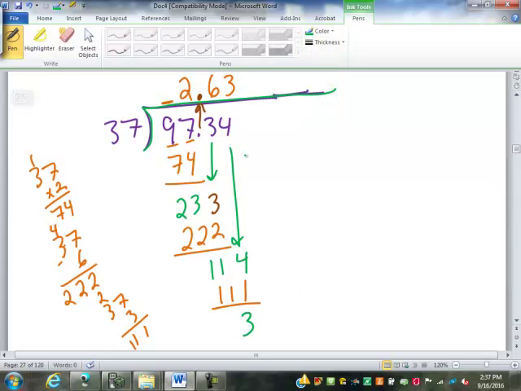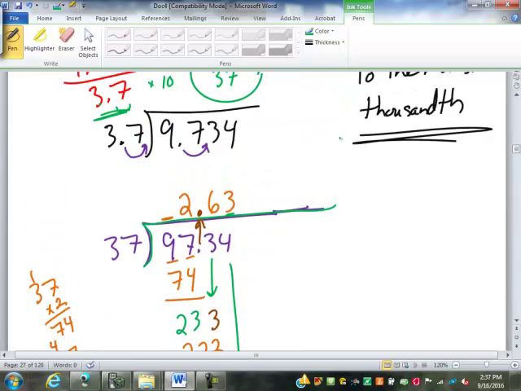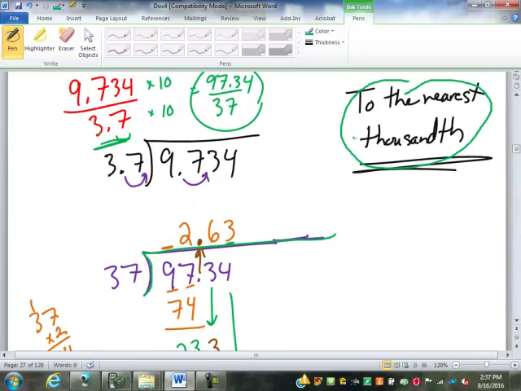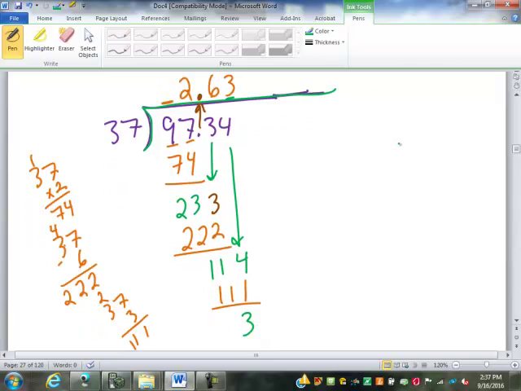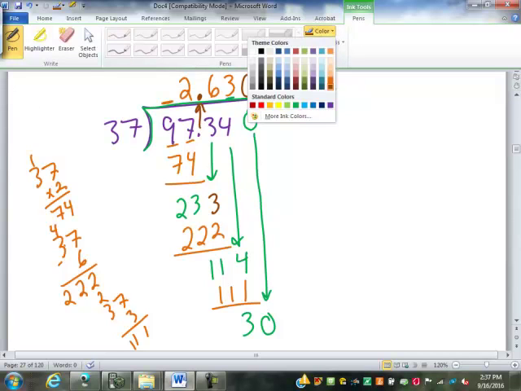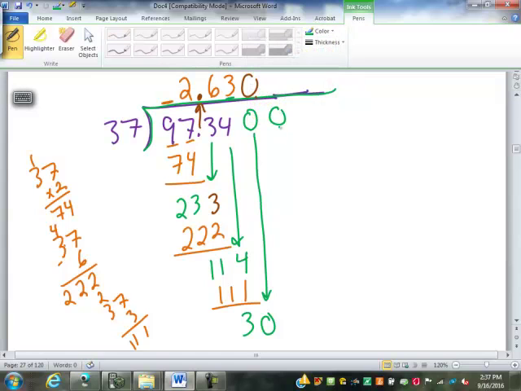Now, right now, this is the hundredths digit here, and I had said I want it to the nearest thousandth. How do I keep going? How can I get to the thousandths here? We can just add zeros. Since we're after the decimal point, we can add zeros to the end. We bring down that 0. 37 goes into 30 0 times. So now that's the thousandths digit. Am I done? Say no. No. Well, why not? Well, because I told you to, right? We got to add one more 0 and bring it down.